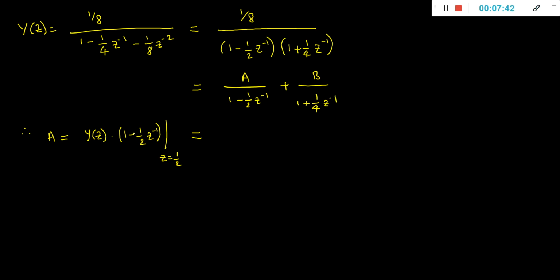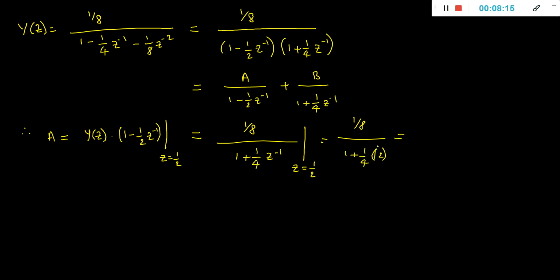If you multiply it by 1 minus half z inverse, then this is going to cancel out over here. So I will have 1 by 8 divided by, this term gets cancelled out, 1 plus 1 by 4 z to the power minus 1, being evaluated at z equal to half. So this is 1 by 8 divided by 1 plus 1 by 4 into 2, because z inverse is going to be 2 in case z is equal to half. Now this particular value gets evaluated as 1 divided by 12. So this is the value of a.